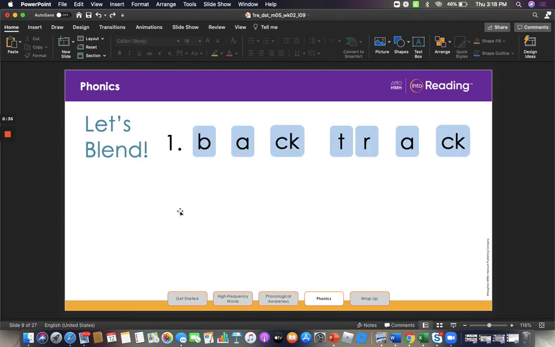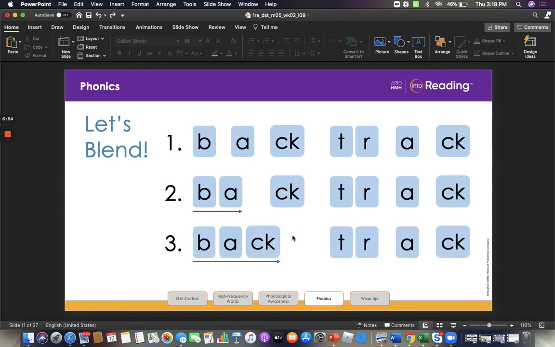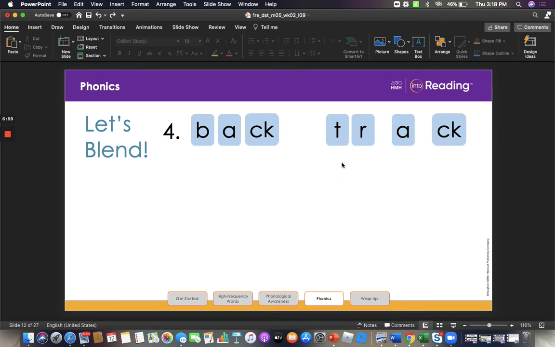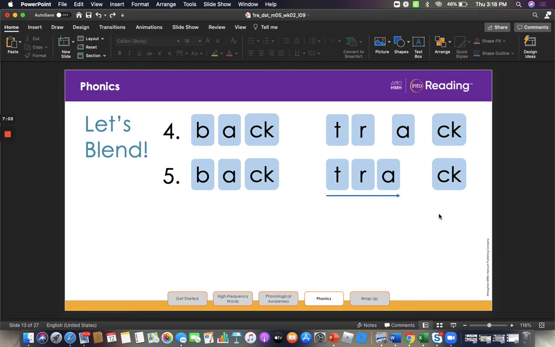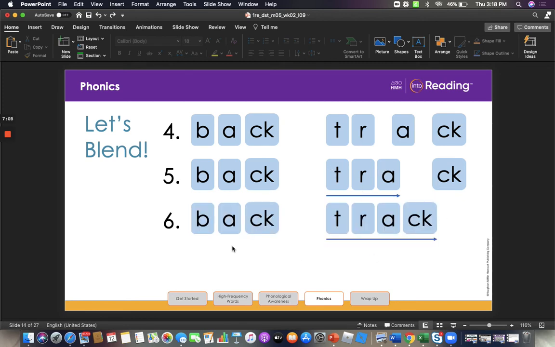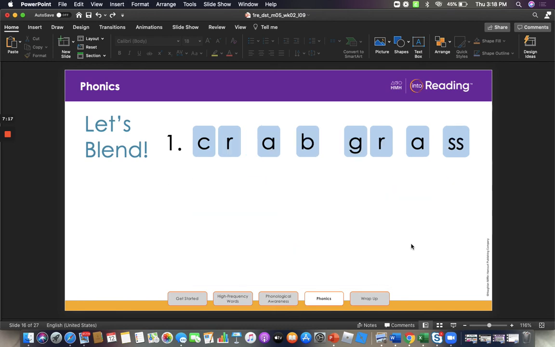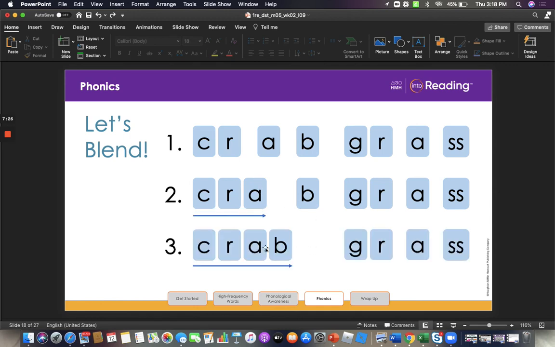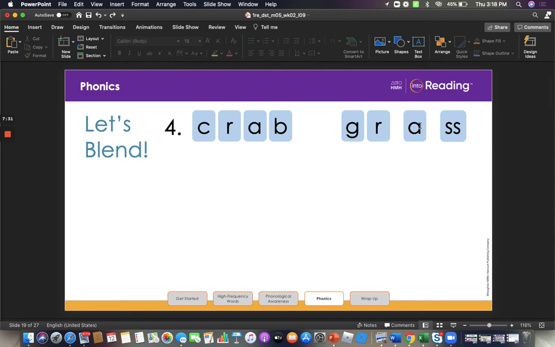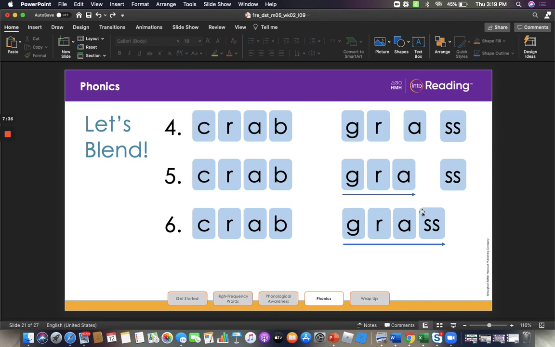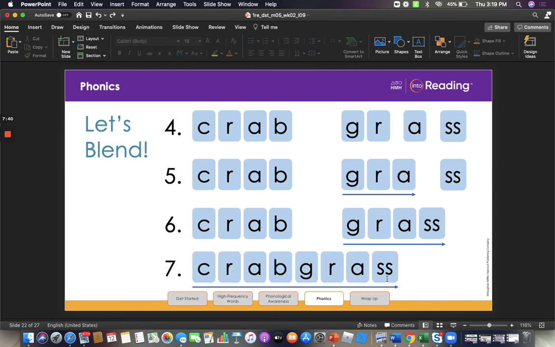All right, let's blend some more compound words. We're going to blend the letters in each base word in line one to read a compound word. In the first base word, the first letter is B. Ack. Back. Back. And then my second word over here. Tr. Ack. Track. Track. So read it all together. Backtrack. Let's do another one. All right. So I have crab. Crab. Crab. Now let's read our second word. Grass. Grass. Grass. Read it together. Crab, grass. Good job.